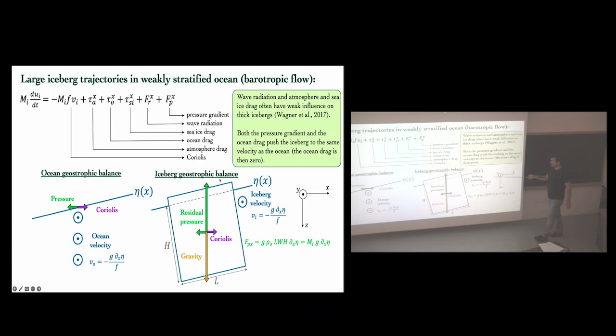So if you do all the calculations properly, you end up with exactly the same expression for the velocity of the iceberg and the ocean. And in a way it makes sense, because this big piece of ice, if you condense it, it will be liquid water here, and it has no reason to behave differently than the rest of the ocean. So it makes sense that the iceberg is in geostrophic balance in this case.